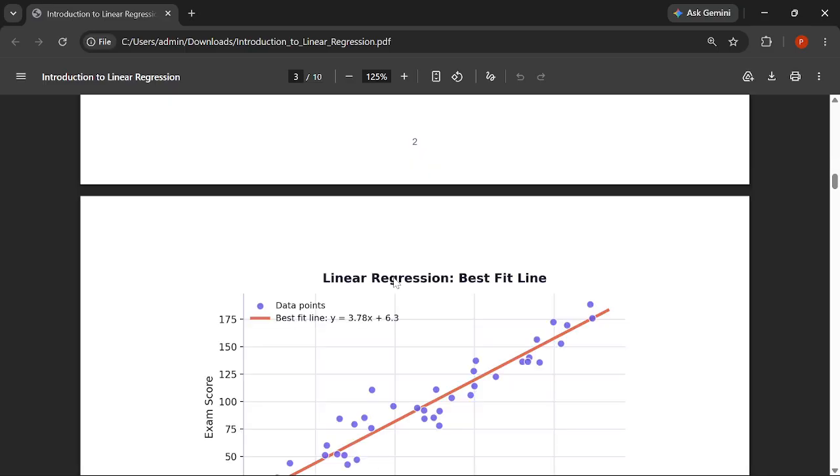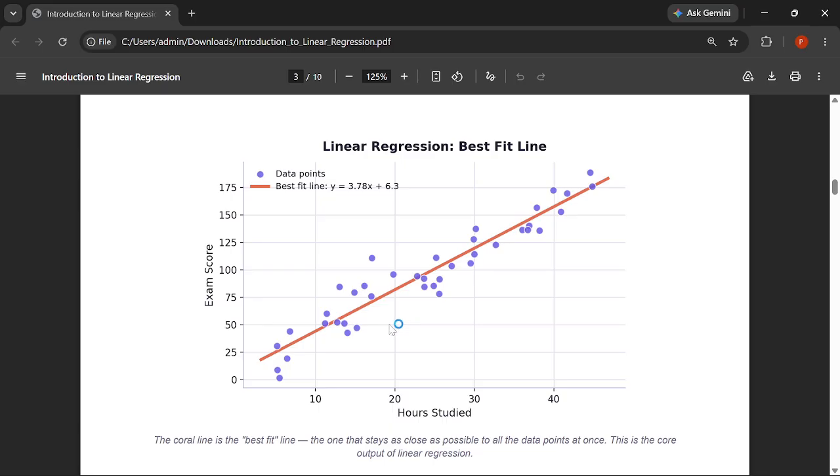So after creating and training our model, we will get this best fit line. What is the best fit line? This is the equation of the best fit line: y is equal to 3.78x plus 6.3, whatever it is.